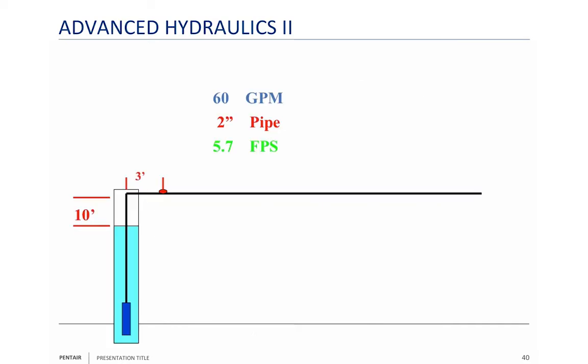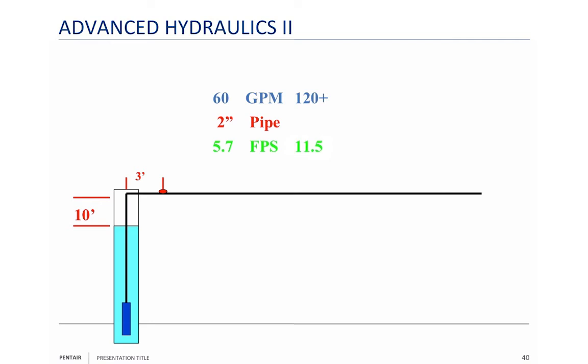Now remember what we said. If I double my flow, I'm going to double my velocity. Did I find a velocity over 10 feet per second? Yes. Did I find my cavitation problem? Yes.